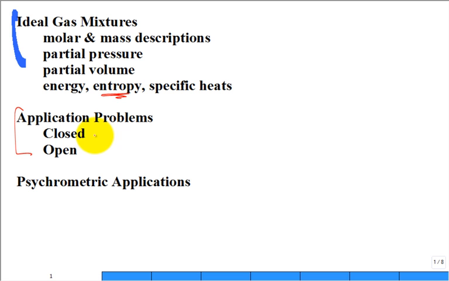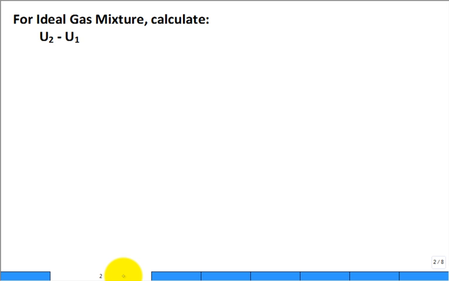We need to be able to solve a problem where you have a closed system, an ideal gas mixture, as well as an open system where the fluid is an ideal gas mixture. So in review, when you have a question like I need to calculate the change in, let's say, the internal energy or the change in the enthalpy of an ideal gas mixture, they're very similar, so let's just talk about the enthalpy change.